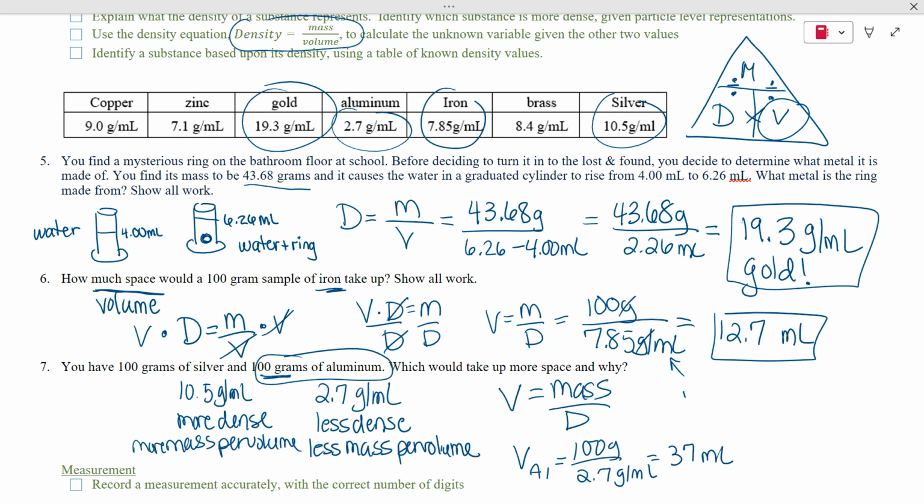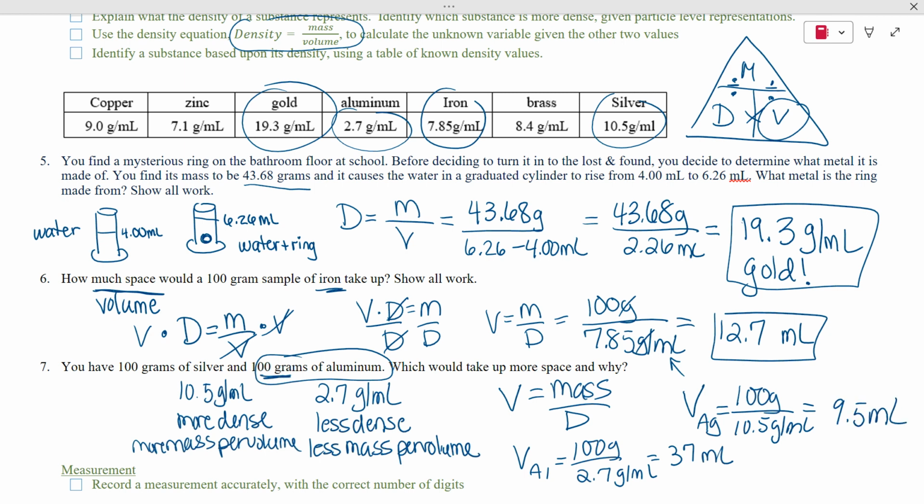And then if you want to calculate the volume of silver, the symbol for silver is Ag. We'll talk about that more later. The mass is 100 grams. The density is 10.5. So we can see we're dividing the same mass by a bigger number. So 100 divided by 10.5 is going to give me only 9.5 milliliters.